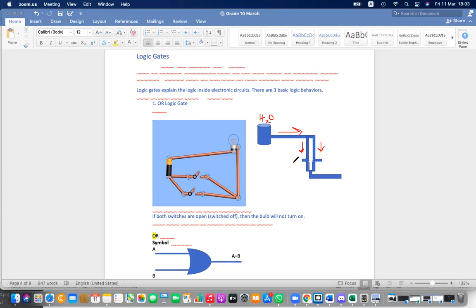And there are two taps, tap 1 and tap 2. Now tell me, if you have a bucket there and if you want to fill that bucket, which tap should you open? Is it tap 1 or tap 2?